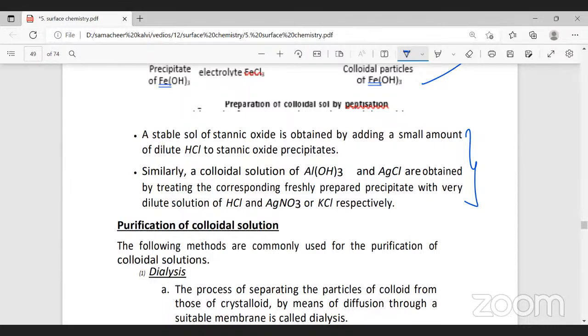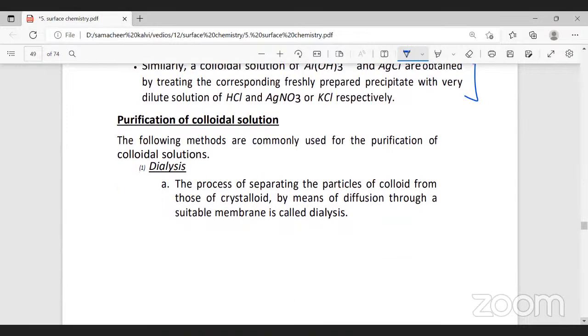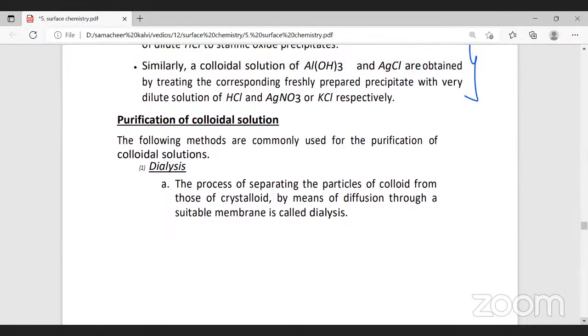The next concept is purification of colloids. There are a few methods of purification of colloids. All the methods given in the NCERT are important. The first method is dialysis, a process of separating the particles of colloid from those of crystalloids. We learned in the first class of this chapter that crystalloids are called true solutions. True solutions are homogeneous mixtures.